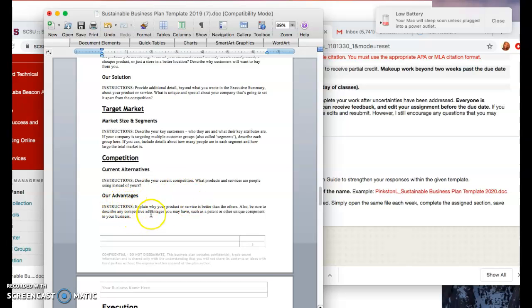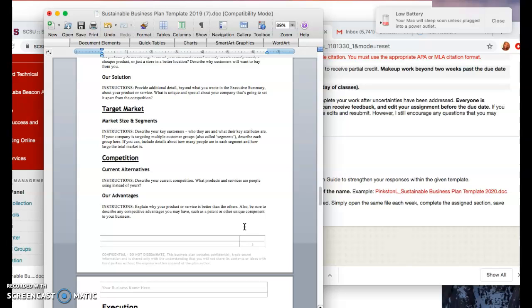Our advantages. This is where you explain why your product or service is better than the others. Also, be sure to describe any competitive advantages you have, such as a patent or other unique components of your business. So this is where you talk about how your business is different, whether or not you stay open later so you have more hours, you're able to get more people in, you're able to fulfill a market that the other business can't fulfill. Your business is unique because A, B, C, or D. Okay, so you're going to discuss what your advantages are in comparison with your competition.